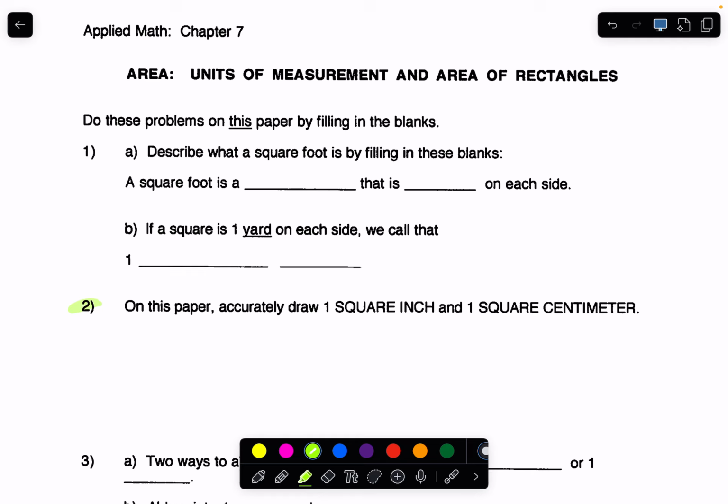So what I want you to do now is with your actual ruler, try to make a square that's an inch by an inch. Try to make a square that is a centimeter by a centimeter, okay? So try to get as accurate as you can. And I'll do the same on my paper so then I can give you, for reference, we can see how big they should be.